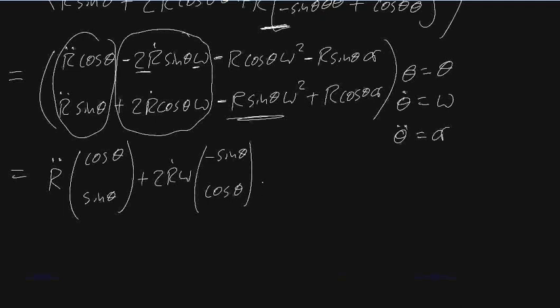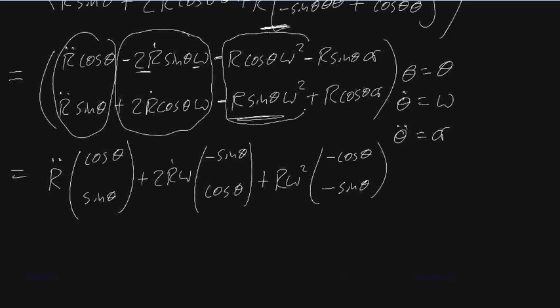That's going to be equal to, well, what will it be? Let's factor out an r and an omega squared. That's going to be r omega squared times minus cosine theta, minus sine theta. And then let's now group these two terms. That's going to be equal to, let's factor out an r and an alpha. R and an alpha, that's going to be minus sine theta, cosine theta.